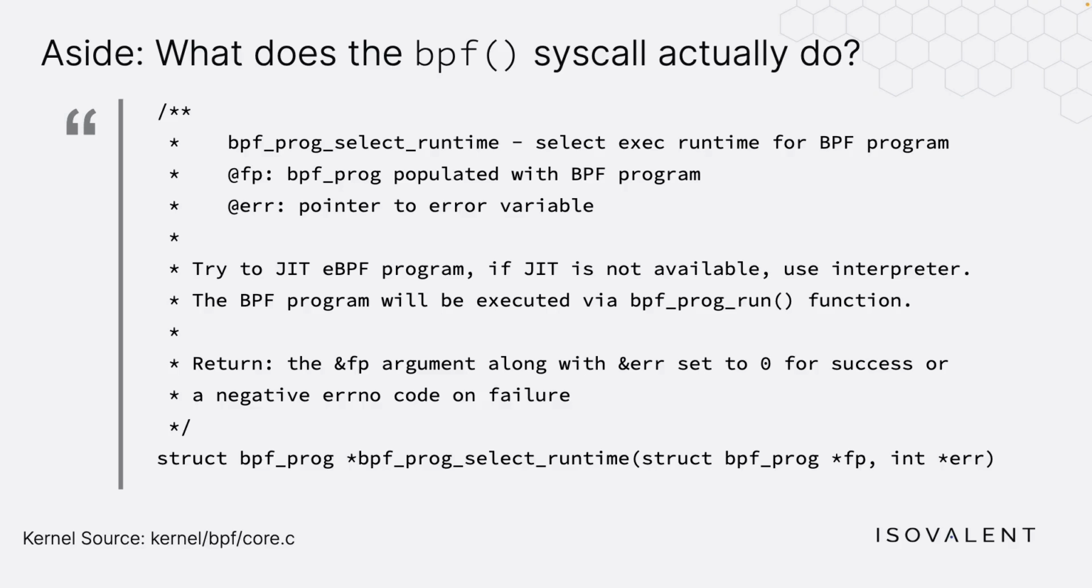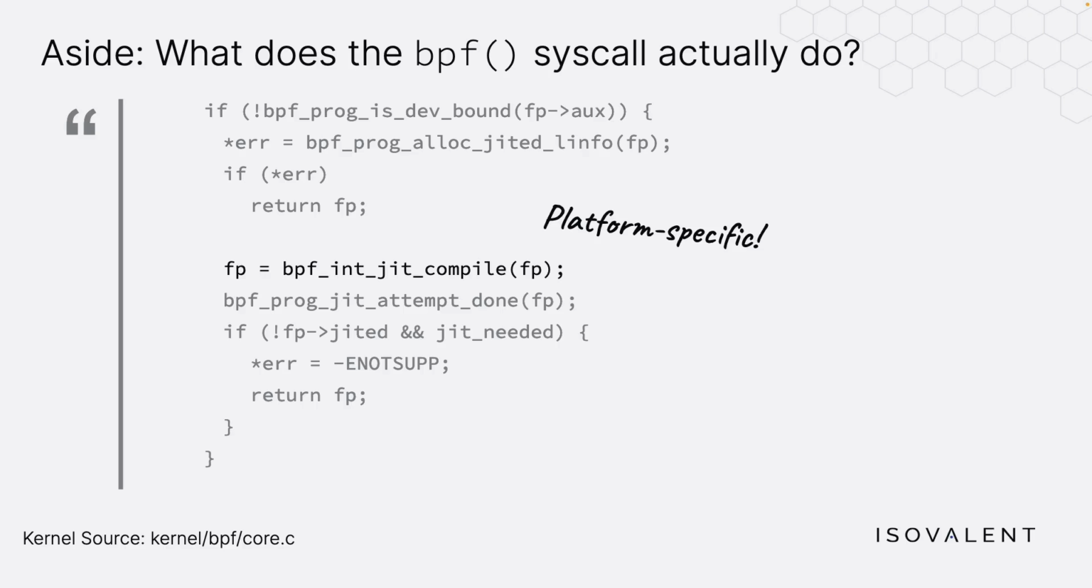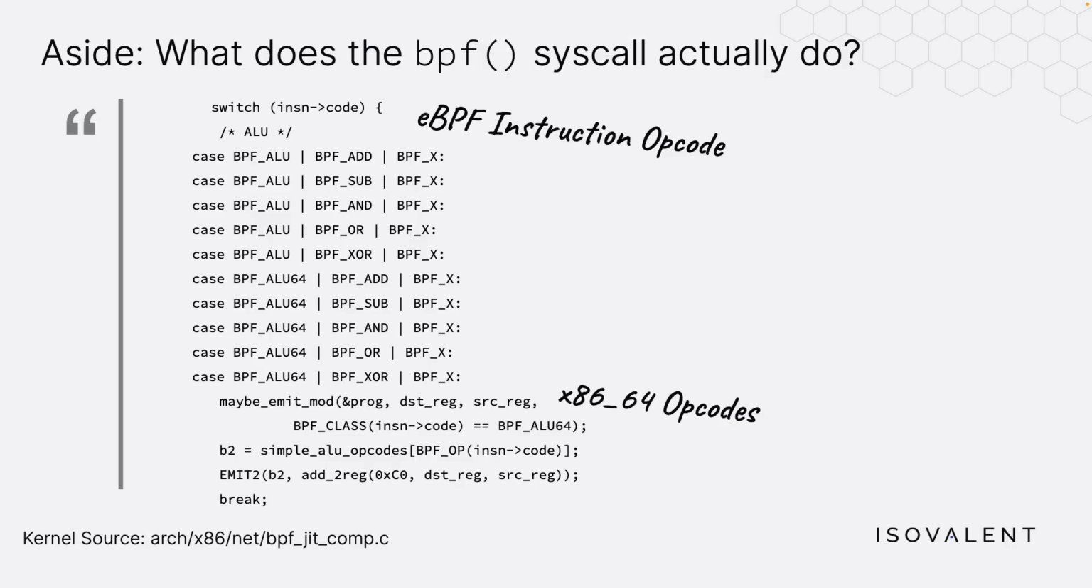This happens after verification. This is incredibly platform specific, but I can talk about it a little bit for the platform I was running this on, which is x86-64. Roughly speaking, you can see how this is going to work. We have a switch statement on eBPF instruction opcodes, and then we're going to output x86-64 opcodes.